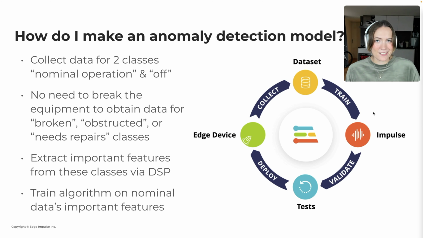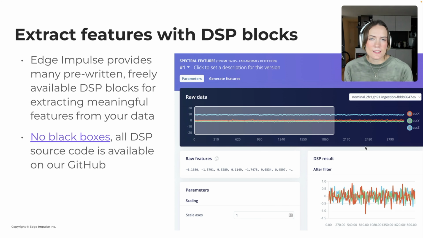Once we've collected our data for our two classes for nominal and off, we'll extract the most important features from these classes via digital signal processing, or DSP. We'll then train our machine learning model algorithm on the nominal data's most important features. Extracting these most important features from the nominal and off data is really important for making this model as small and as efficient as possible for running on our edge device.